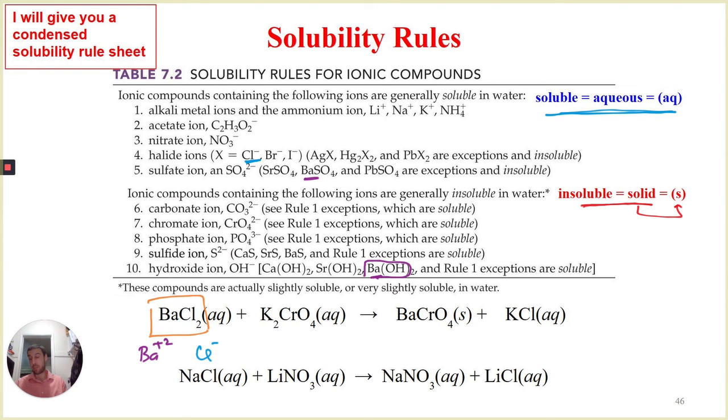So if we go through and look at it, let's look at the barium first. Partnered with hydroxide, not the case, irrelevant. Partnered with sulfate, not the case, irrelevant. So now I'm going to look at the chloride. Halide ions and 4 follow under that rule. That rule said aqueous, so the phase should be aqueous.